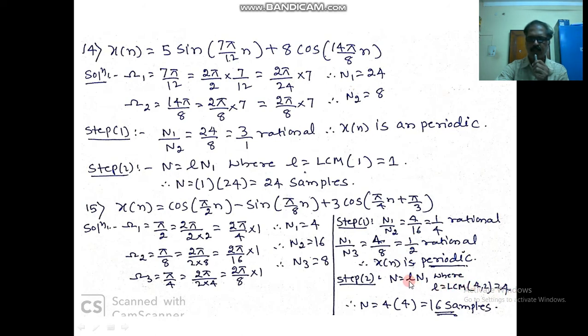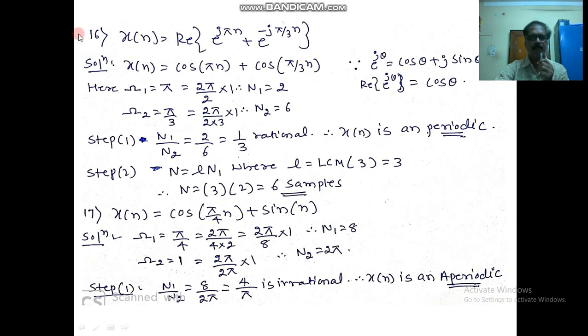Substitute the value of L in this equation. We get capital N equals 4 into n1. What is the n1 value? It is 4. So 16 samples. Go for the next problem, the 16th problem.